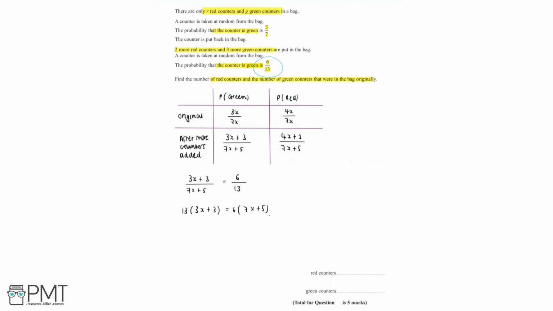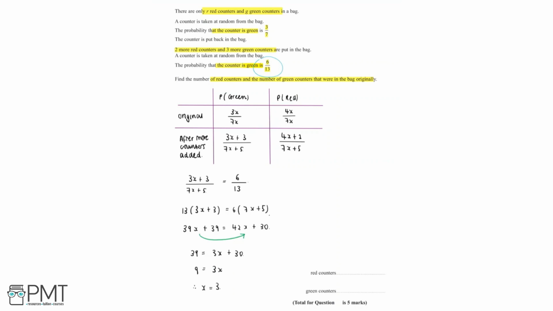Now expanding these brackets, we can say that 39x plus 39 is equal to 42x plus 30. Now let's move the 39x over to the other side, and we're left with 39 is equal to 3x plus 30. Now taking 30 away from each side, we can say that 9 is equal to 3x. And so we can conclude that x is equal to 3.